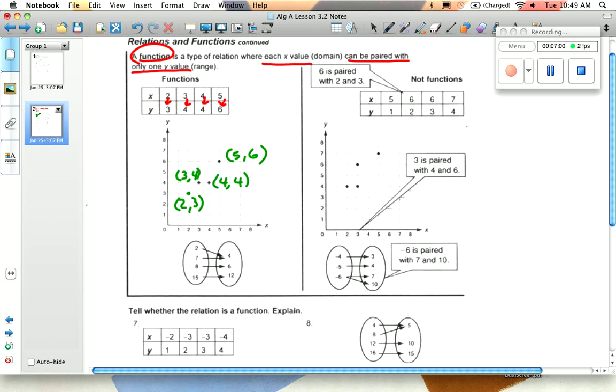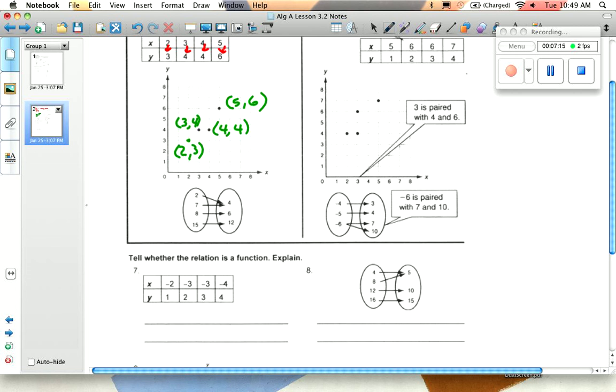So they're showing you, like we already said, it is a function because each x value only has one y value. And what happens is you won't have any points lined up above or below each other. So that's kind of what we call the vertical line test. And then I want you to look at this one right here. That's a mapping diagram, right?